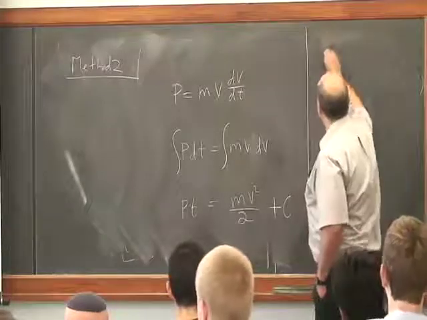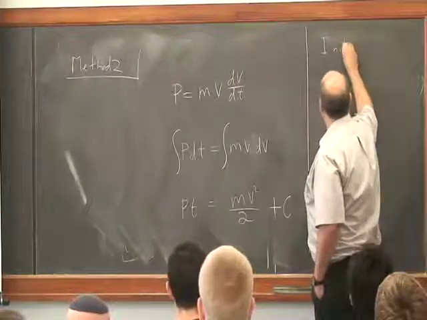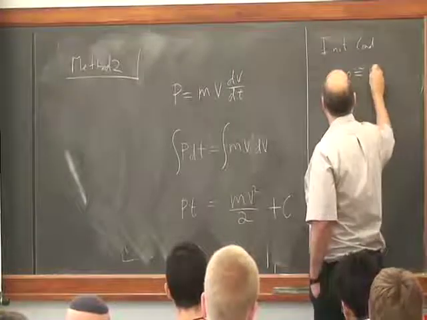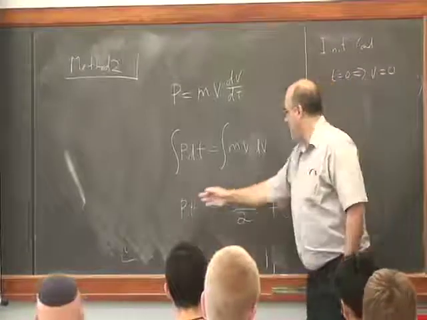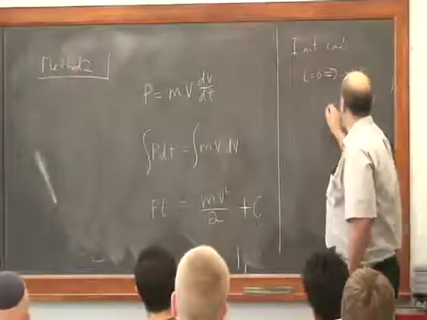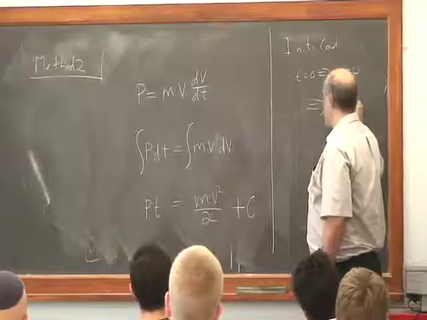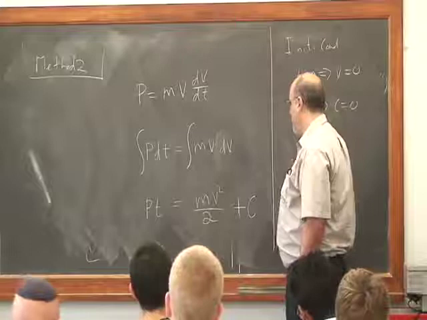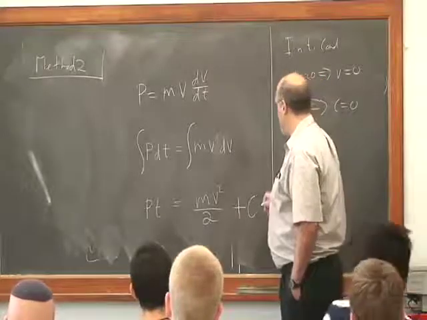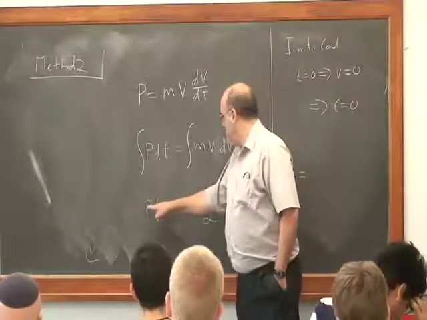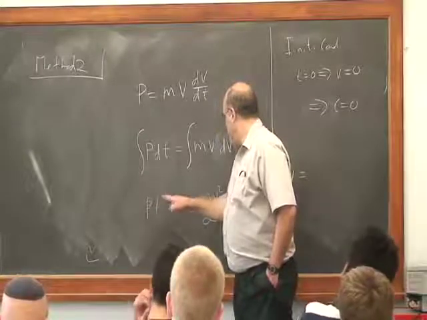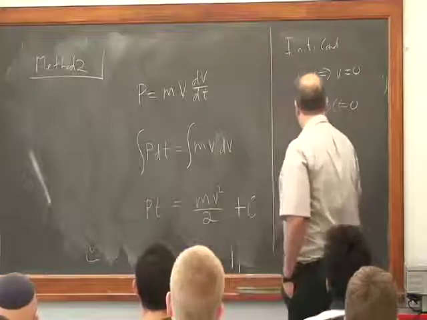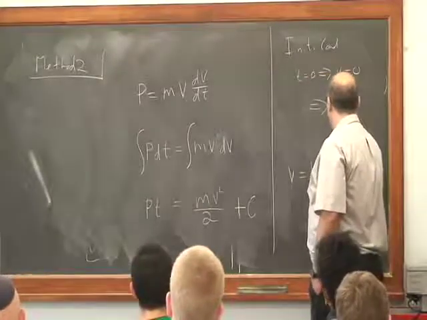Now we add the boundary condition, or the initial condition, which was that at t equals 0, v is equal to 0. And if this is going to match at t equals 0 and v equals 0, that tells us that c is equal to 0. And then we get back the same equation we had before: v squared is 2pt over m, so v equals the square root of 2pt over m.